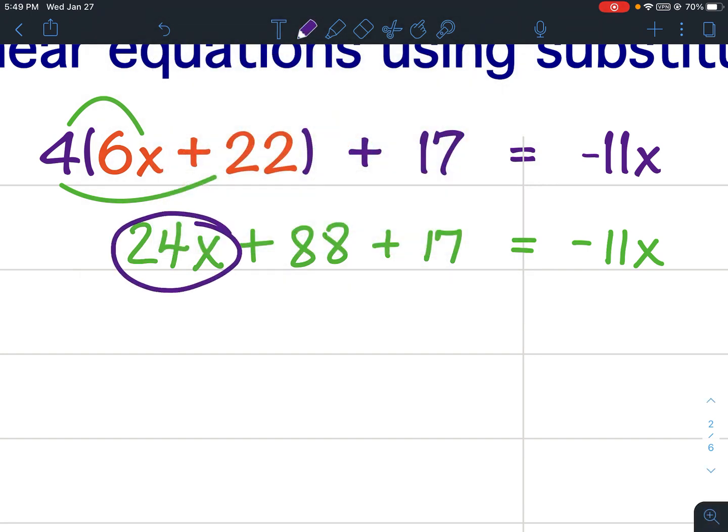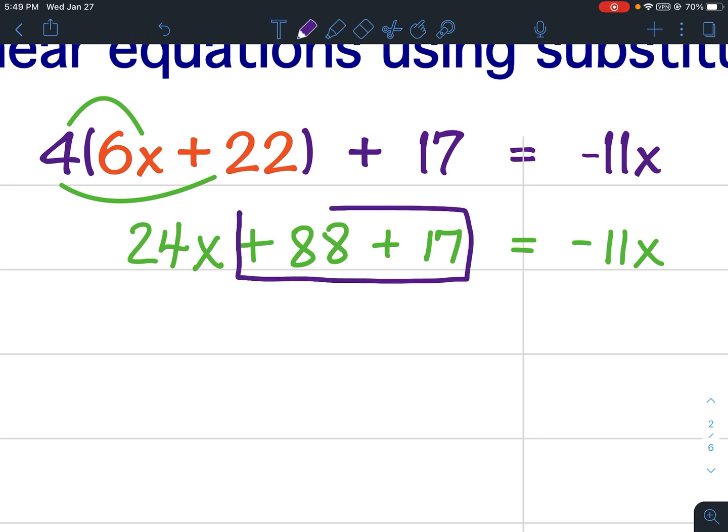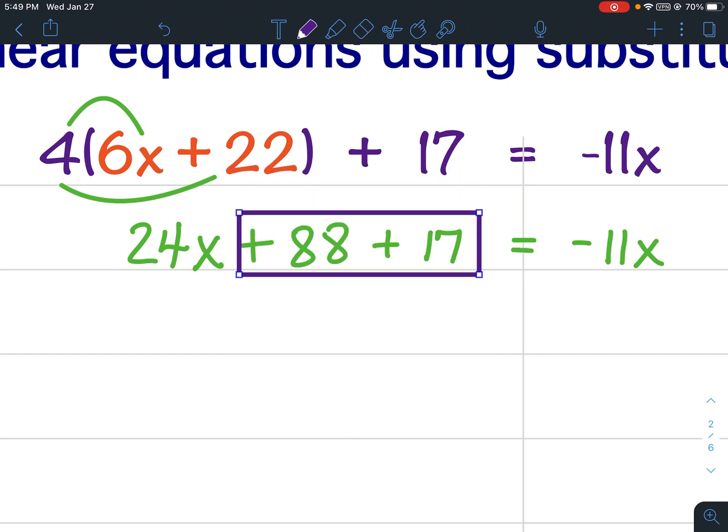There is only one x term on this side, only one x term on that side, and I can't combine them. If they're on opposite sides of the equation, they're not like terms. So the only like terms I actually have are the 88 and the 17 here. So I'm still going to have 24x, 88 plus 17 is 105.